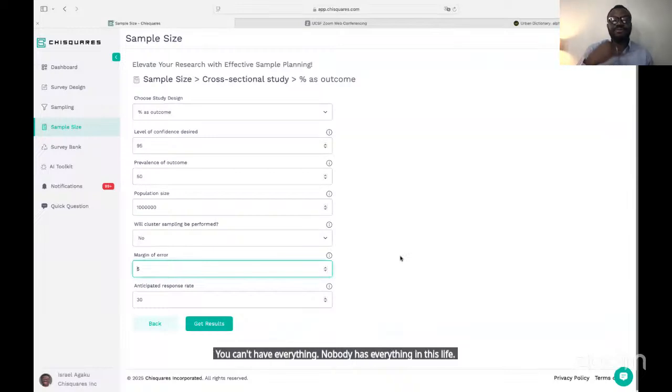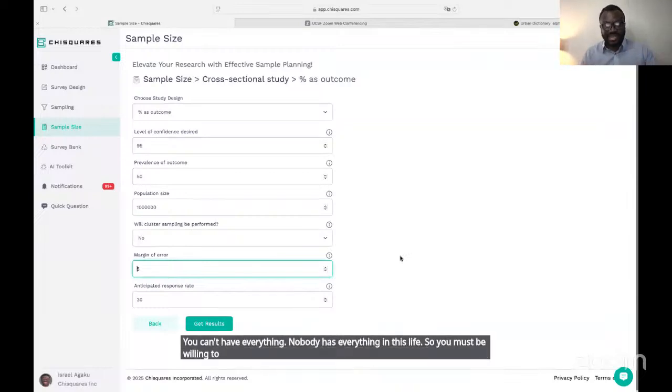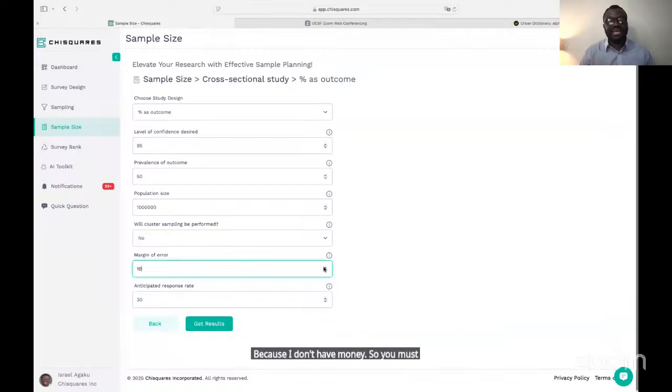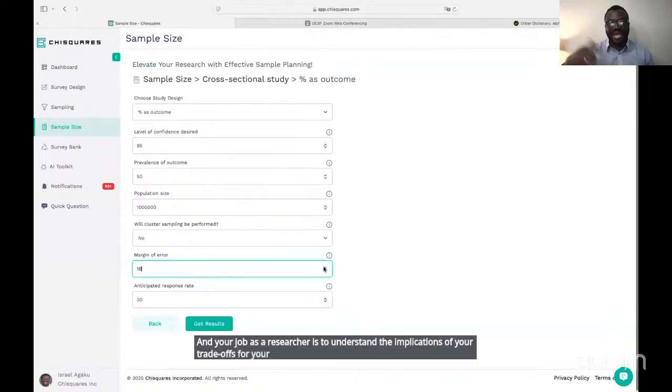So you must be willing to say, what am I willing to give up because I don't have enough money? Well, I'm willing to accept a higher margin of error. Or, in other words, I'm willing to accept a wider confidence interval for my estimates because I don't have money, right? So you must be willing to make trade-offs. And your job as a researcher is to understand the implications of your trade-offs for your study. So it's not just blindly making trade-offs. It's making trade-offs and knowing the implication it's going to have on my study.